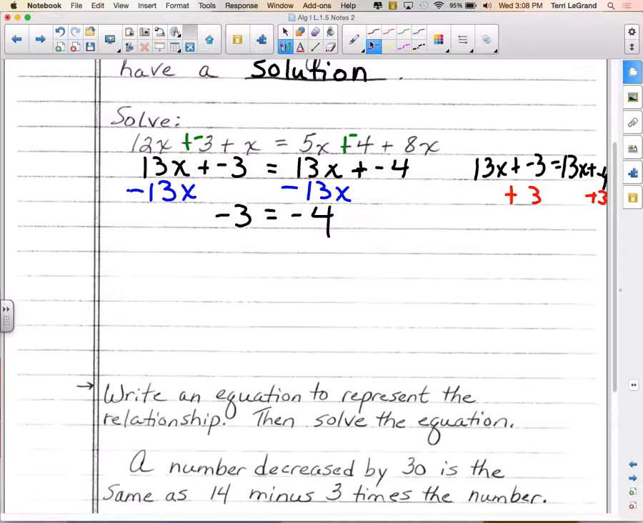So now I have 13x equals 13x plus a negative 1. So then the next move I make is I say I'm going to subtract 13x from both sides because, oh, this is an x here. I'm going to subtract 13x from both sides so that I can get that x off of that side.